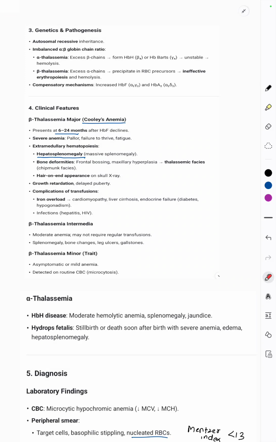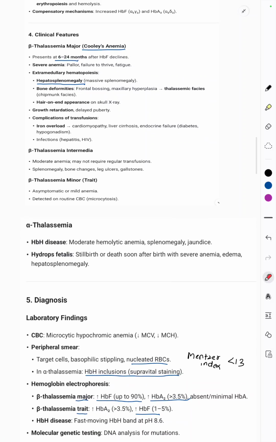In alpha thalassemia there are excessive beta chains leading to HbH disease or hemoglobin Bart's disease, while in beta thalassemia there are excessive alpha chains, and that will lead to ineffective erythropoiesis. The compensatory mechanisms in beta thalassemia are an increase in levels of fetal hemoglobin, that is alpha2 gamma2, and an increase in levels of HbA2, that is alpha2 delta2.